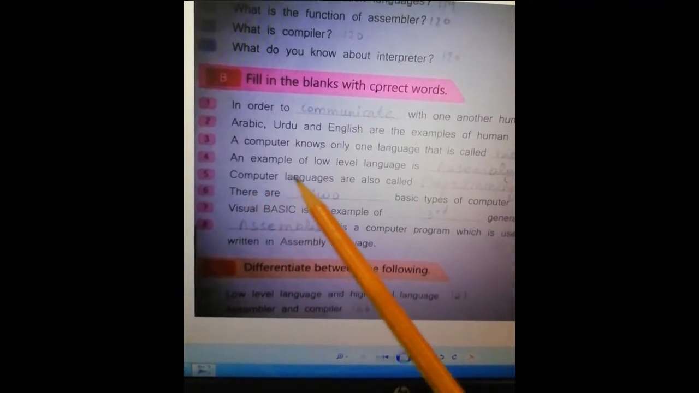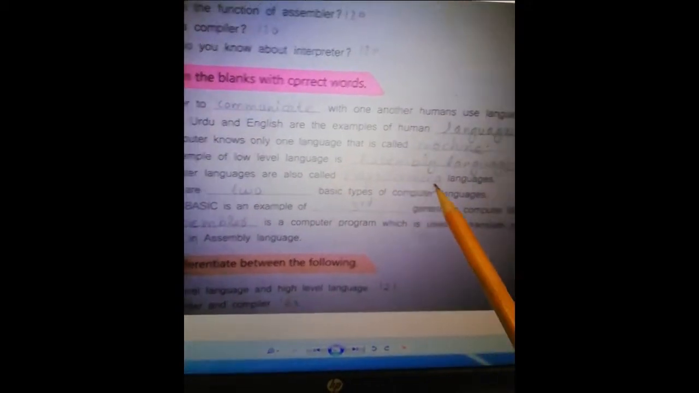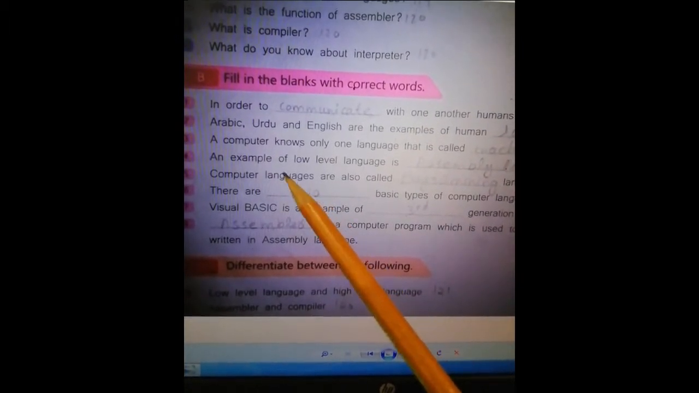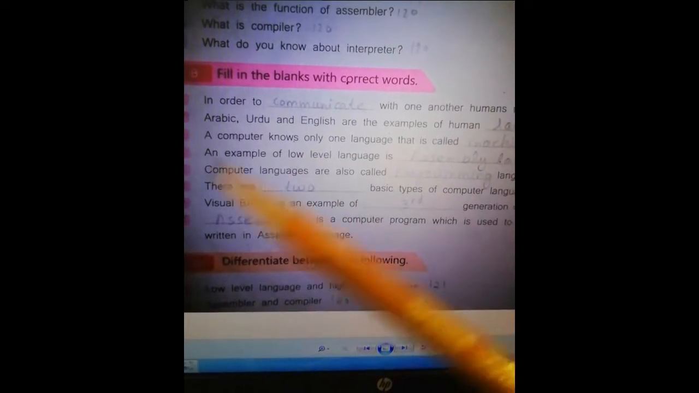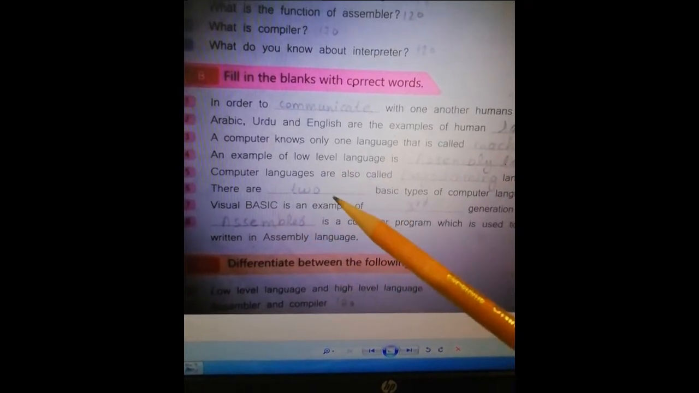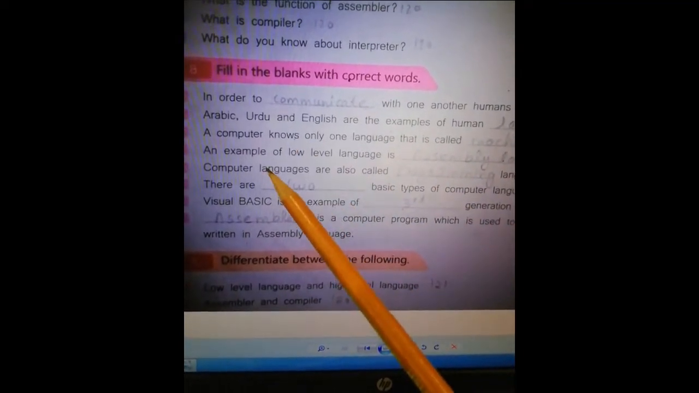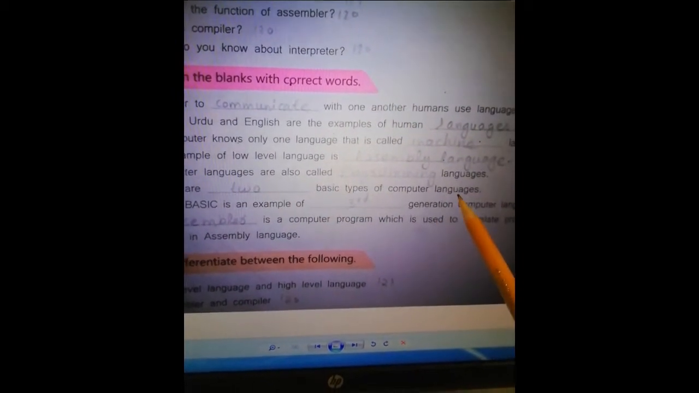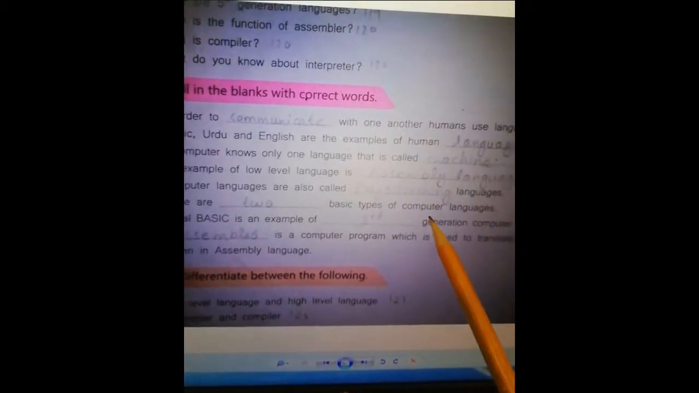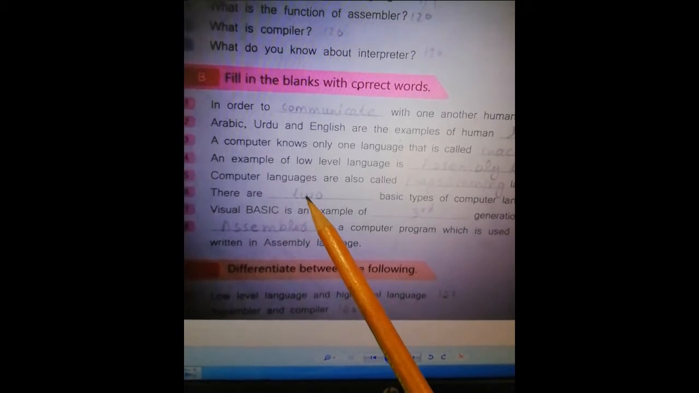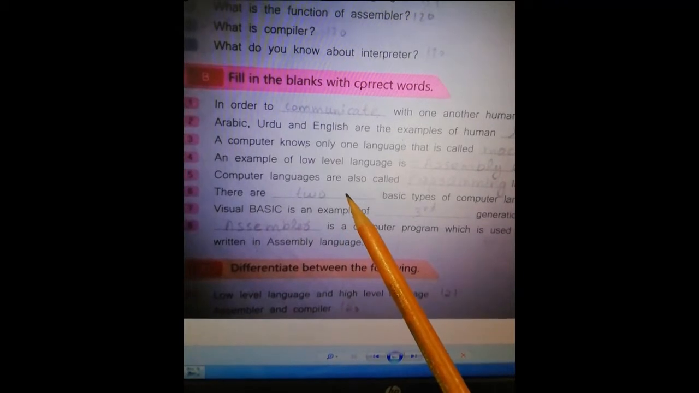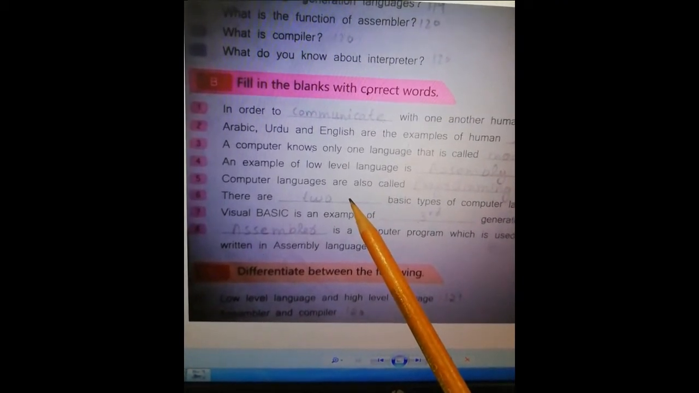Number 5, computer languages are also called dash languages. As we know, an artificial language used to write instructions which can be translated into machine language by using language translator is called programming or computer language. So, computer languages are also called programming languages. Number 6, there are dash basic types of computer languages. There are two basic types of computer languages, that are high level languages and low level languages.